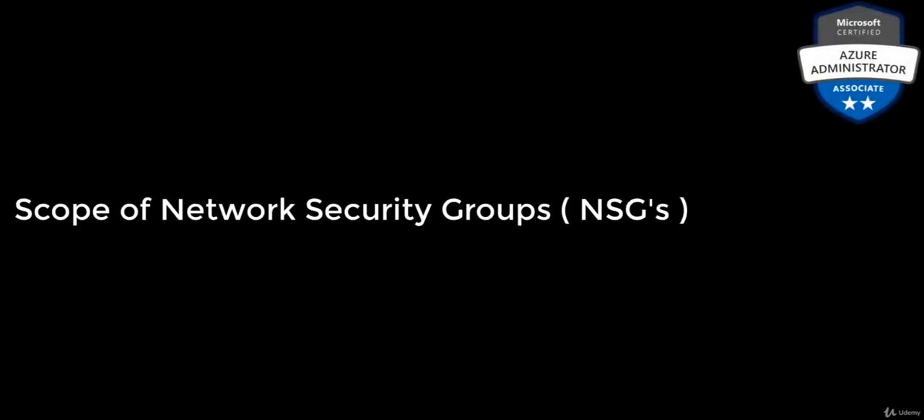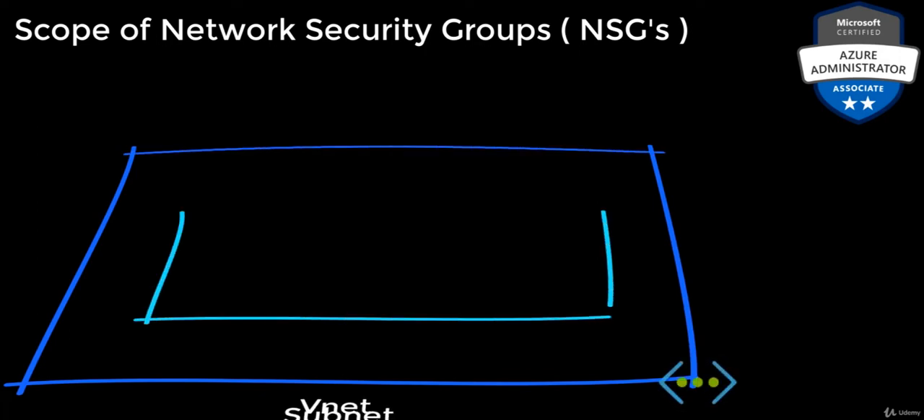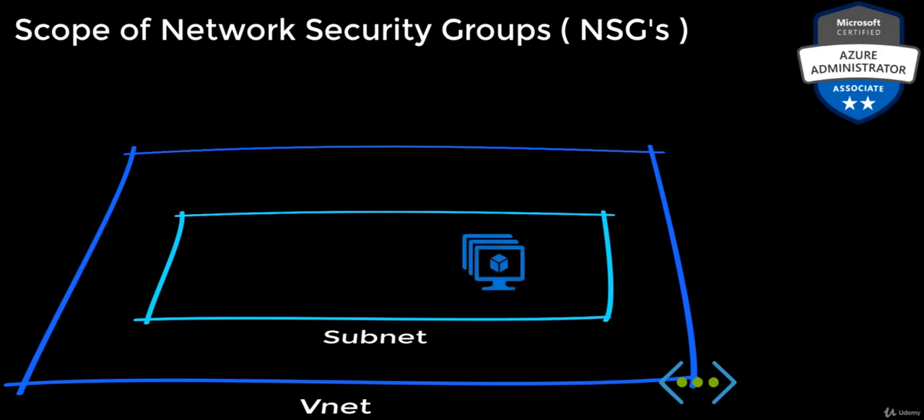A virtual network is the outermost boundary of your network. Inside the VNet would reside a subnet or multiple subnets. And then inside the subnet would reside your resources like your virtual machine or databases. Now this looks like a layered model.